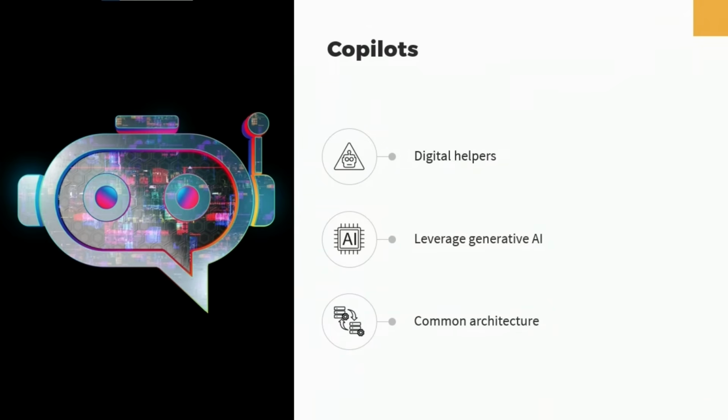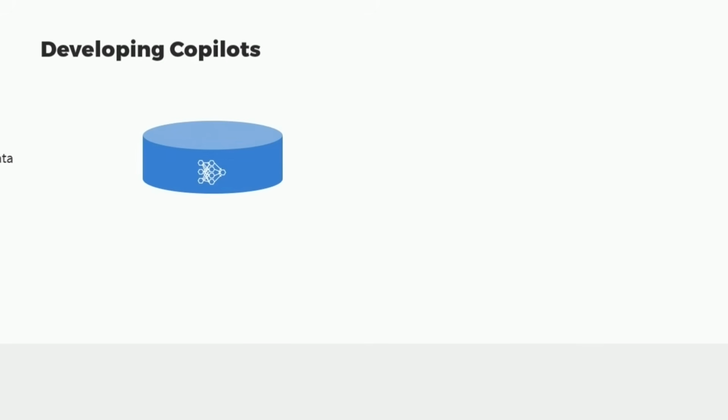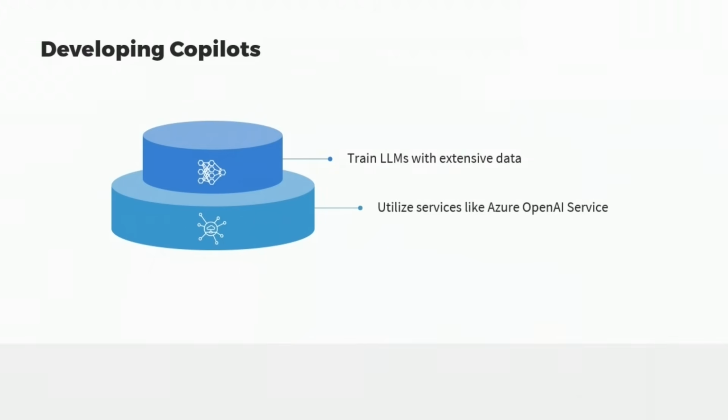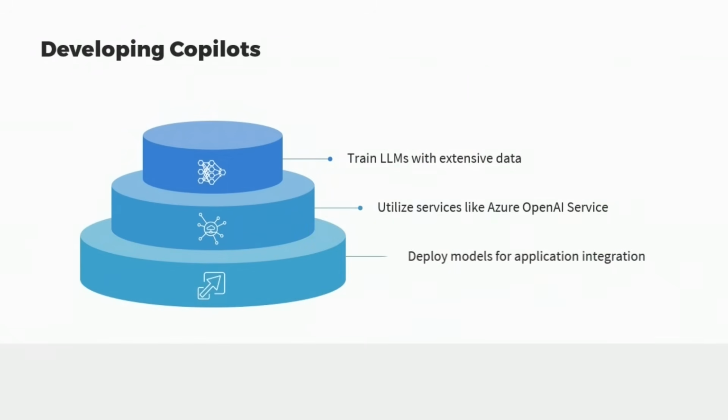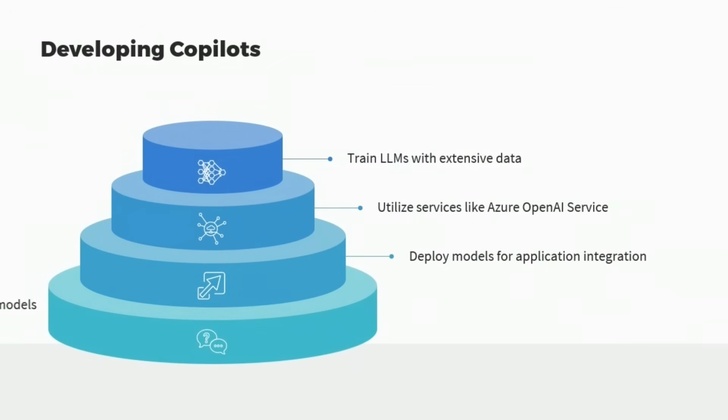For example, Microsoft Copilot teams up with Microsoft's Bing search engine to produce natural language answers to questions based on context instead of just presenting search results of indexed pages. Developing a Copilot involves training large language models with extensive data, utilizing services like Azure OpenAI Service for pre-trained models used as is or fine-tuned, deploying these models for application integration, and then building copilots that use model prompts to generate content.